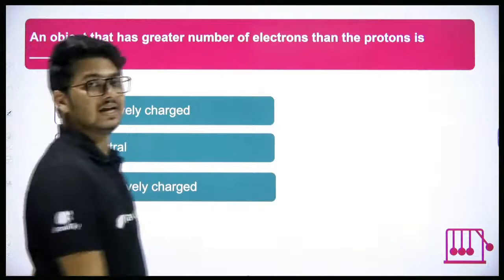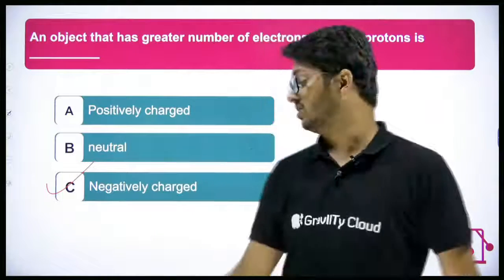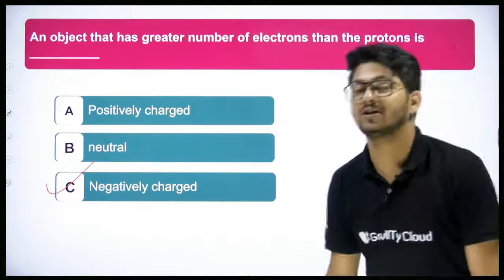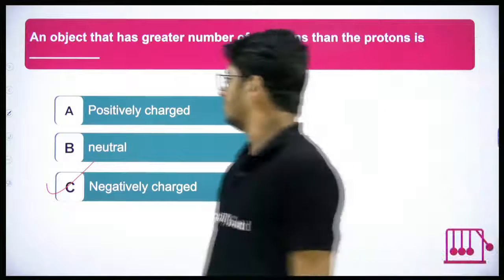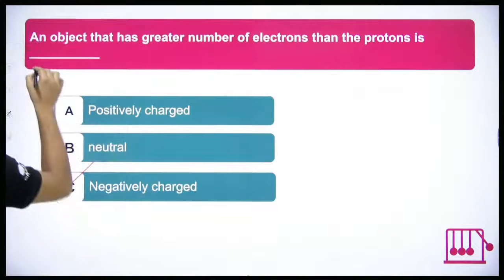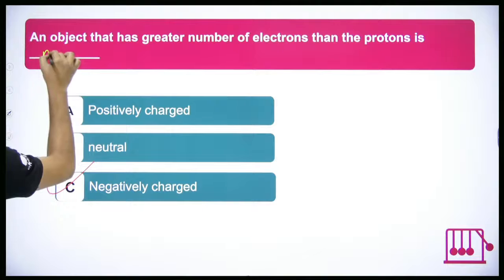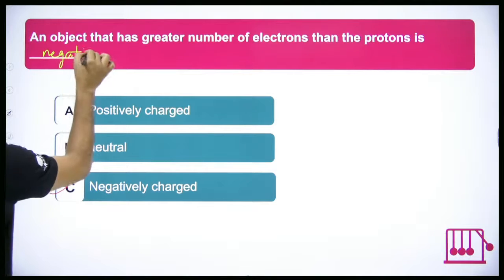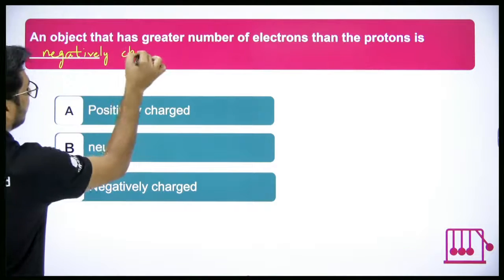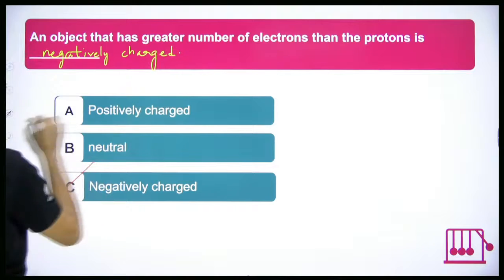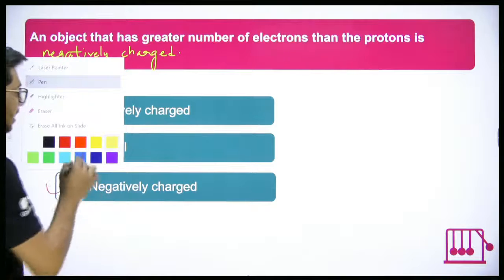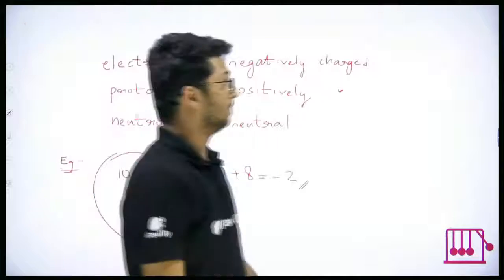That is the reason why I go with option C, and option C refers to what? Negatively charged. Understood? A greater number of electrons means the object is negatively charged. Got it? Simple? Yes. Okay. Next.